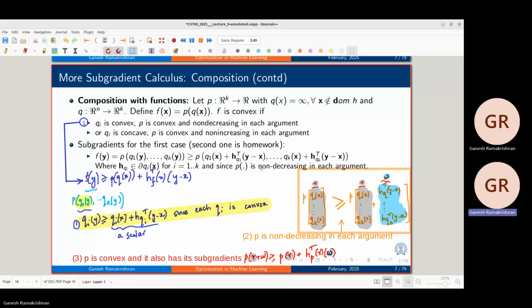Actually, wait a second. I think what I've written on the slide is correct. I'm just talking about the non-decreasing nature in each argument. This is just the previous part. This is a new part. So yeah, what I've written on the slide is correct.